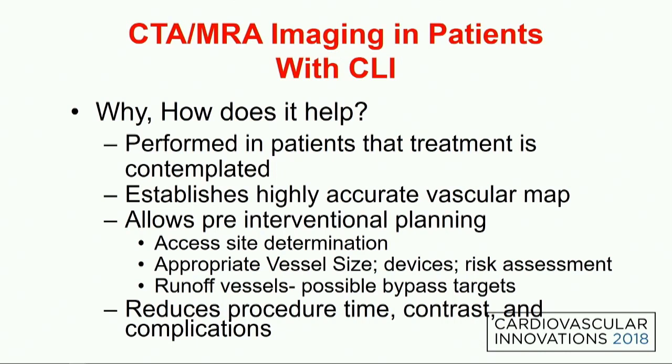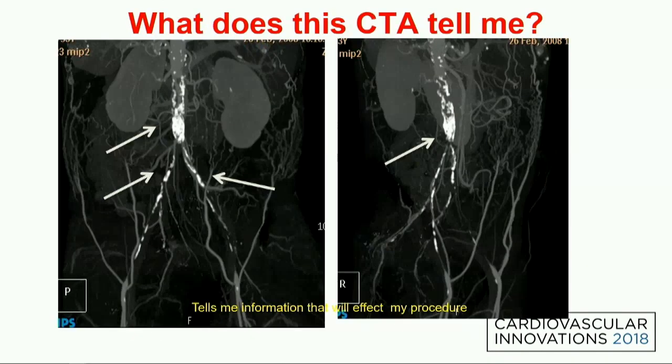Where are we going to access? What are the vessel sizes? What are the risks? When I speak to the patient, hey, I think we're going to need to recanalize or revascularize the entire SFA and popliteal. The risks there are significantly different than if I'm just doing tibial work, and I think that's important. And at the same time, I can already assess, are there bypass targets? Is this a patient that should go to surgery? And we do that a lot of times off a good CTA and MRA. At the end of the day, I think it reduces procedure time, contrast, and complications. And I haven't been able to show that, but I think it would be a great study.